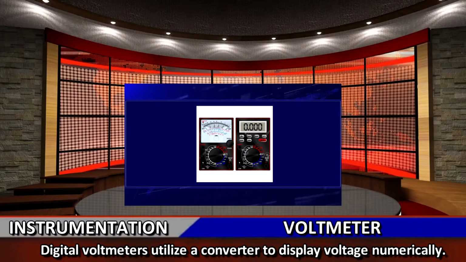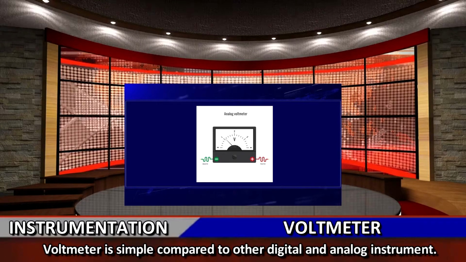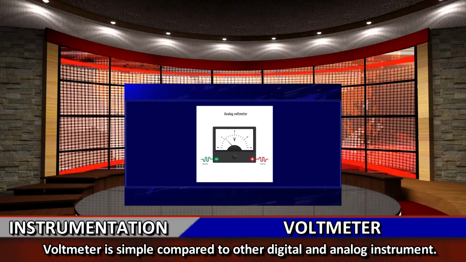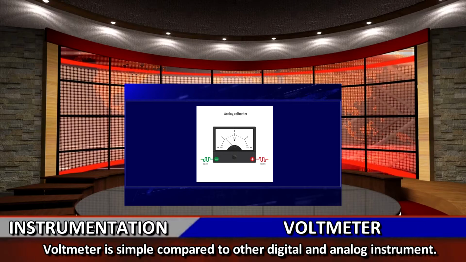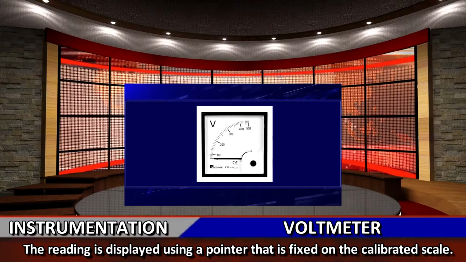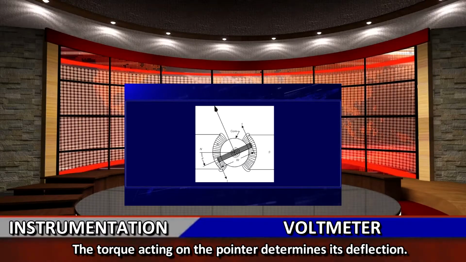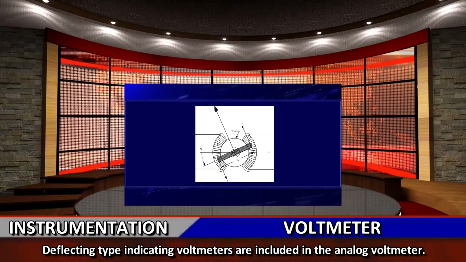The analog voltmeter is simple compared to other analog and digital measuring instruments like the multimeter. With the analog voltmeter, the AC voltage is measured. The reading is displayed using a pointer that is fixed on a calibrated scale. The torque acting on the pointer determines its deflection. The magnitude of the developing torque is proportional to the voltage being measured.